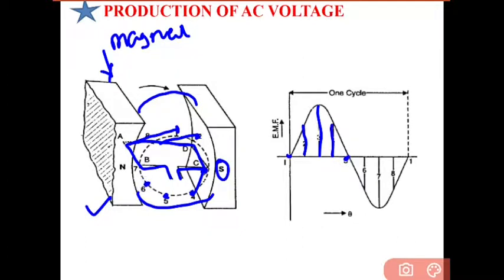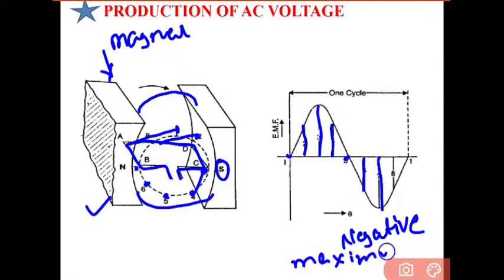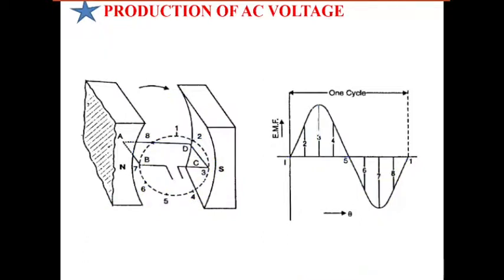At position number 6, there is a magnitude. Position number 7, once again it is a negative maximum. And once again at this position, it is going to be zero. So there is a repeated process which happens, and that's how the AC voltage is generated. So that is the production of AC voltage.